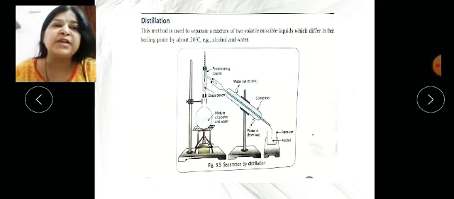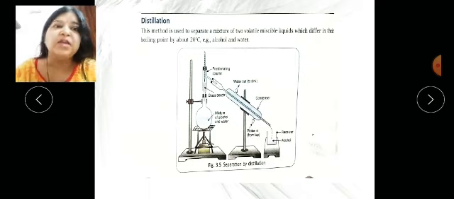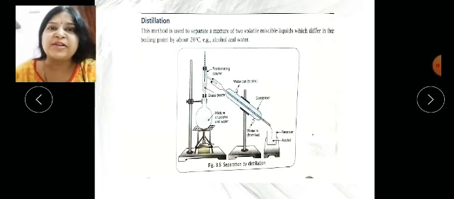One example is given in your book: alcohol and water. As we know, alcohol and water have different boiling points. Alcohol turns into vapor at approximately 80 degrees Celsius. It can be 70 or 78, in different books you will get a different value. And the boiling point of water, we all know, is 100 degrees Celsius.